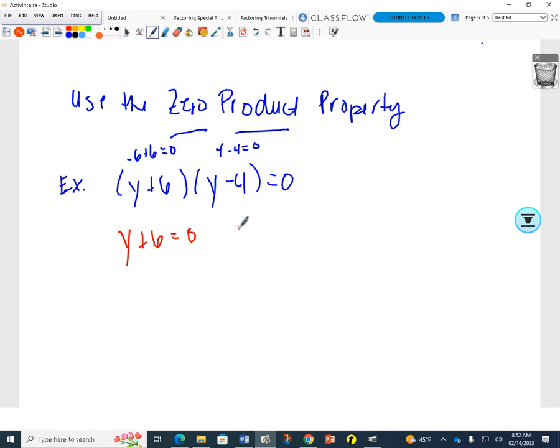So we want to know what will make y plus 6 equal 0. We want to know what will make y minus 4 equal 0. Because if either of these factors is 0, then our product is 0.